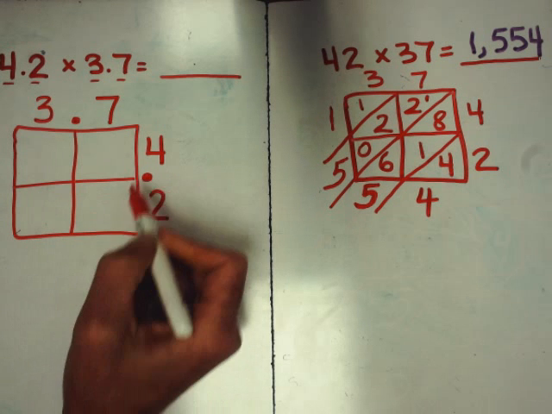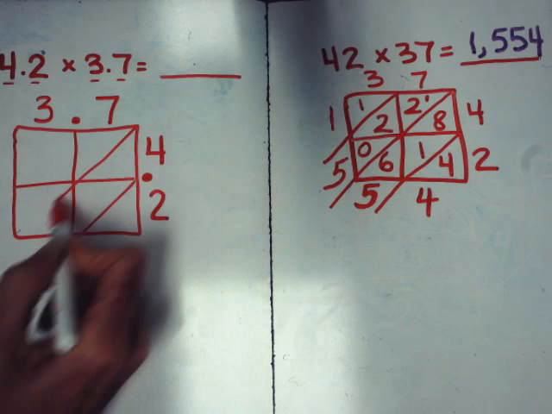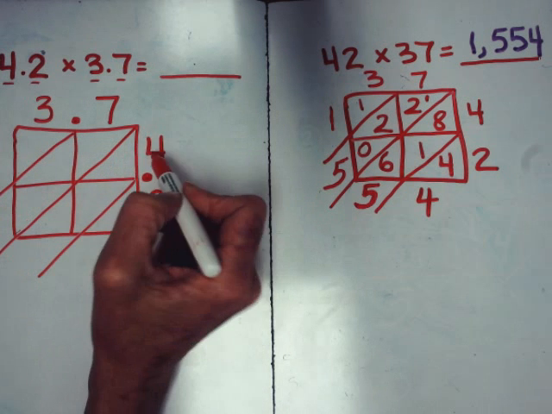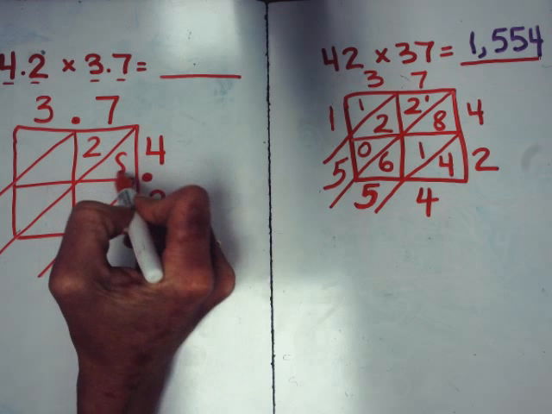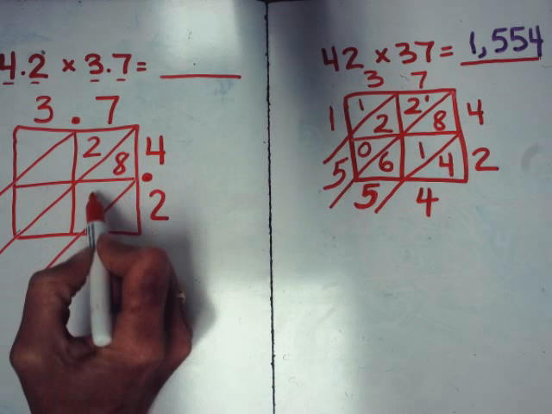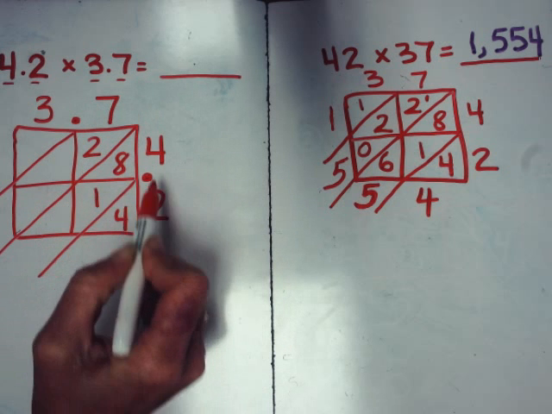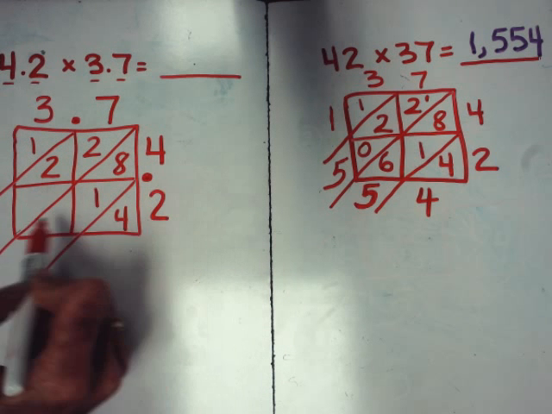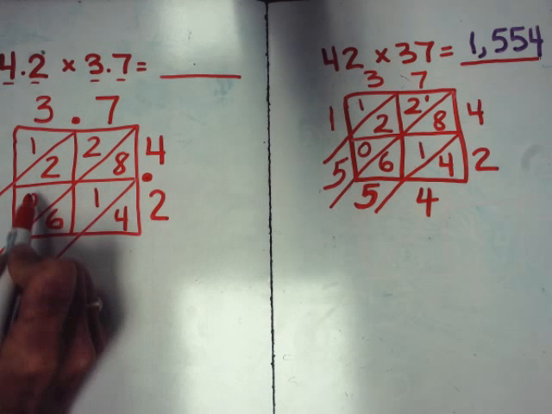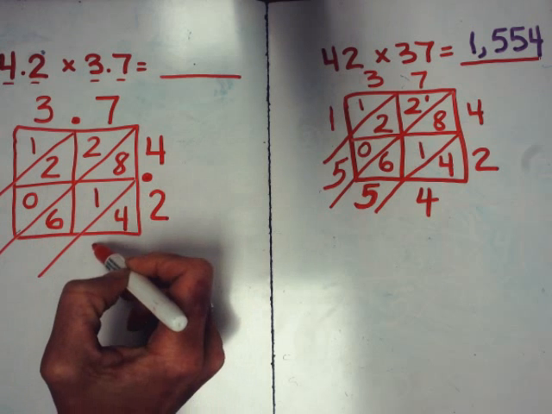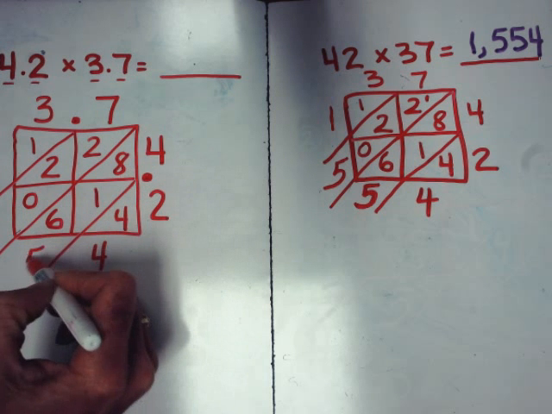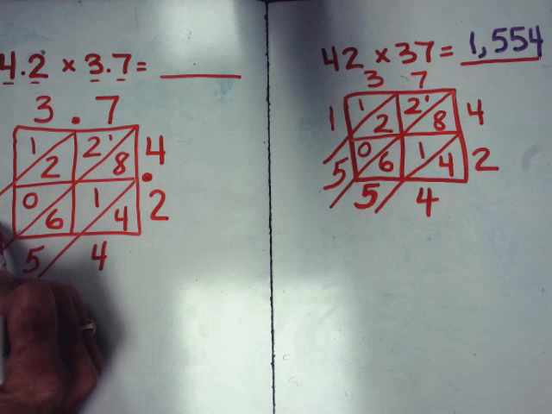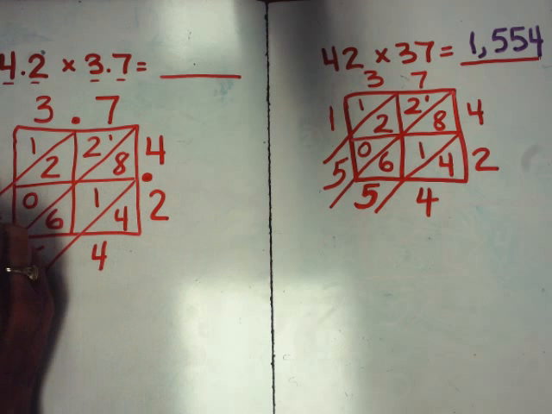Again, I need my lattice drawn before I multiply. 4 times 7 is 28. 2 times 7 is 14. 4 times 3 is 12. And 2 times 3 is 6. And we add on the diagonal. 4, 15. 1 plus 2 is 3. 2 more is 5. And 1.